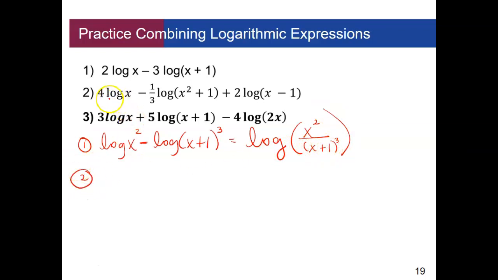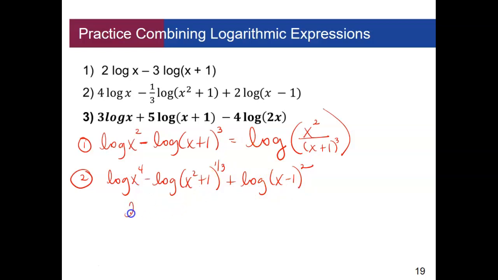For the second one, we're going to begin by moving each coefficient up as an exponent. Okay, and then we're going to combine them together into a single logarithm. And as we said before, anything that's a positive term will go in the numerator. So this is positive, this one's negative, so I'm going to put it down here in the denominator.